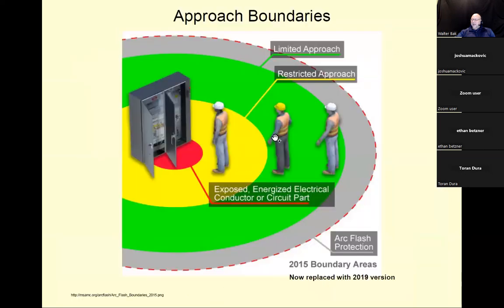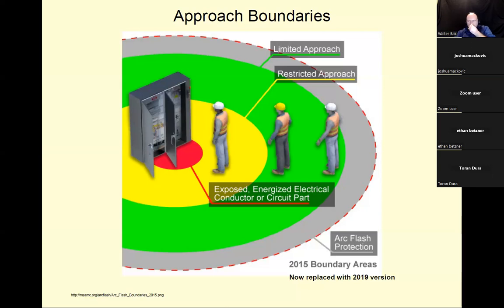All right. Now let's talk about some boundaries. This is the last thing that we're going to talk about. I'm giving you two scenarios here: one from the 2015 Canadian Electrical Code, and then the current one, which is 2019. I'm going to point out some of the differences between these two.